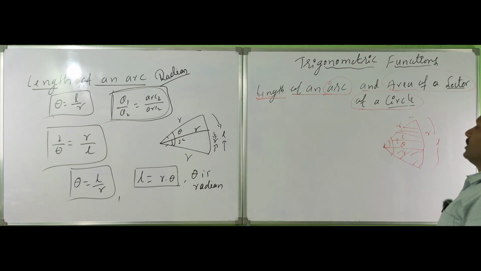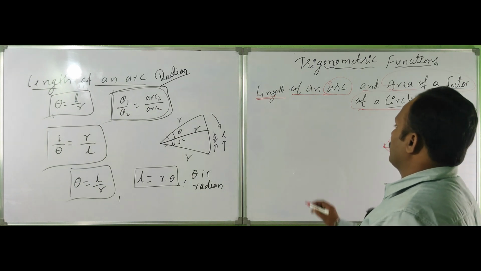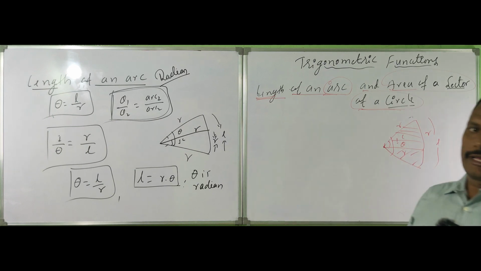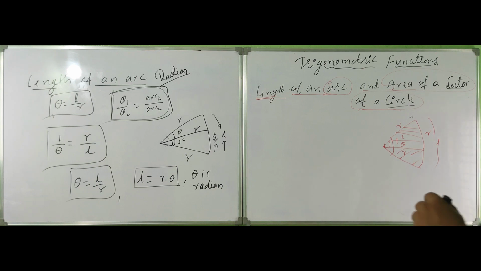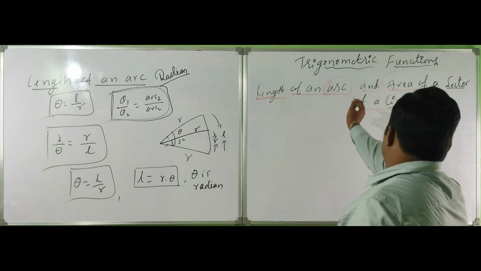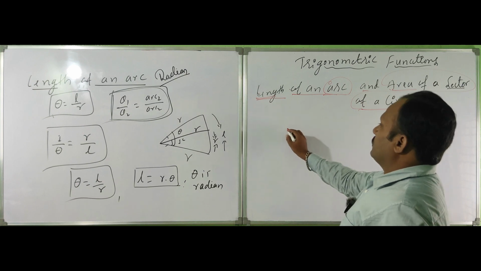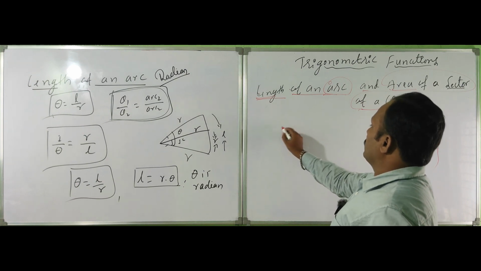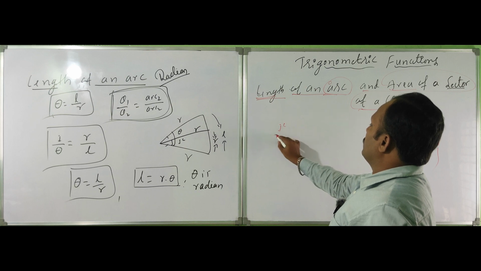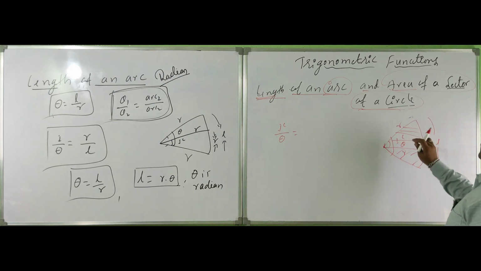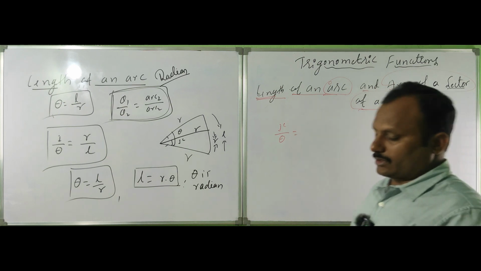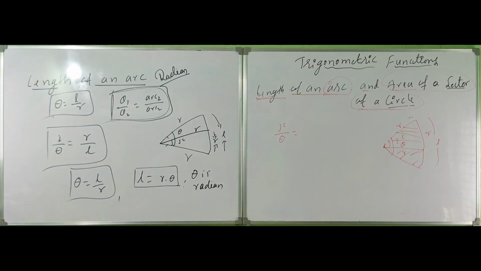How do we define it? The ratio of the angles is equal to the ratio of the corresponding arcs, corresponding areas. This is 1 radian divided by theta is equal to... What is the standard area? The standard area of the sector.